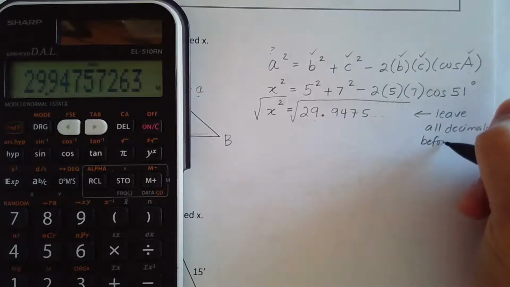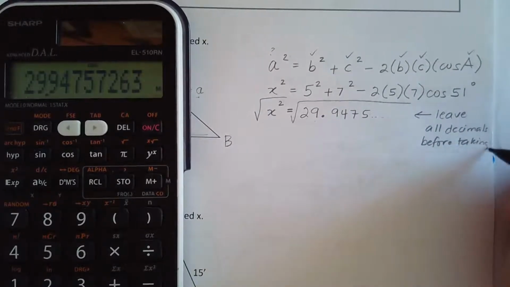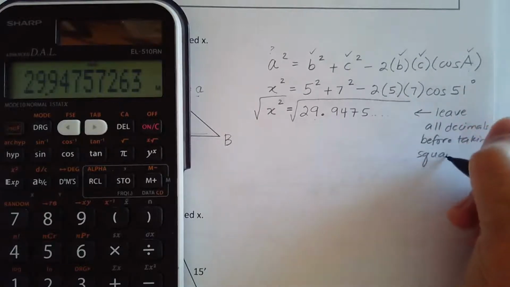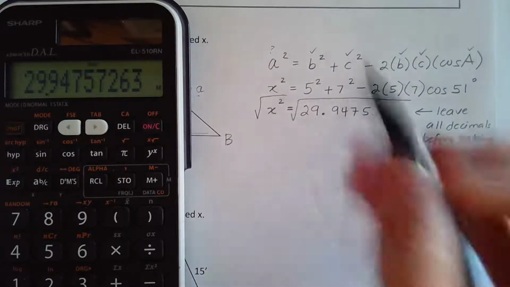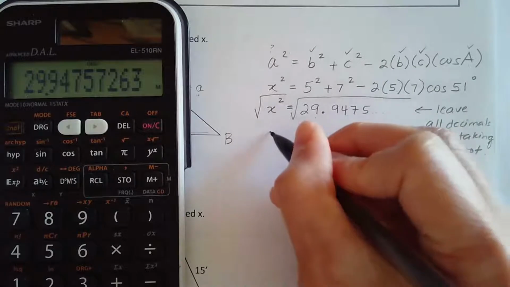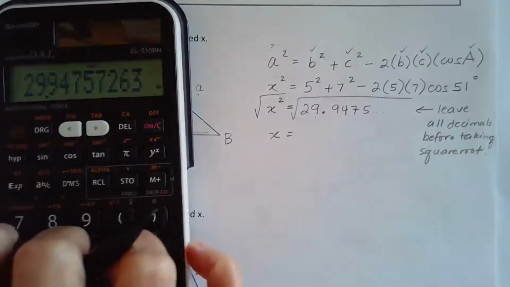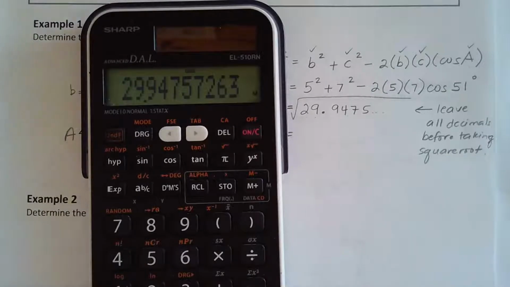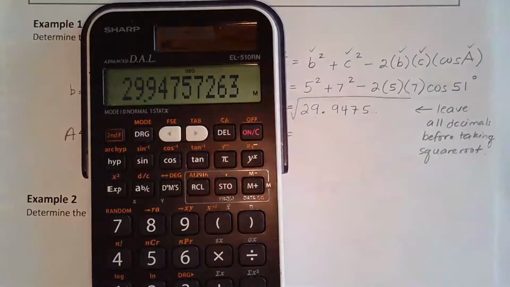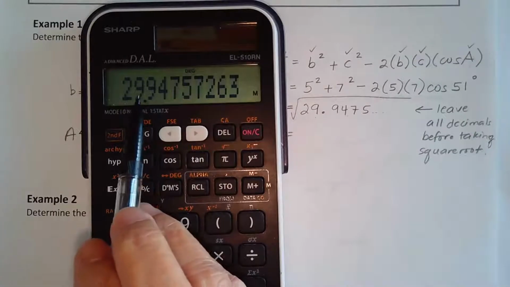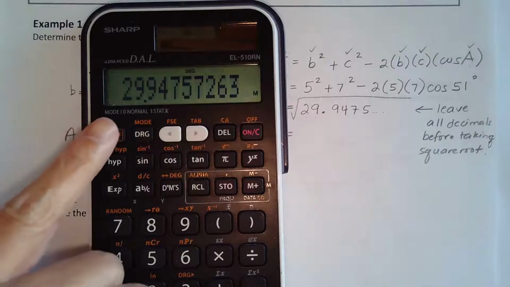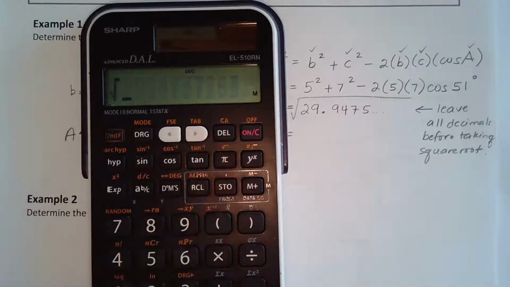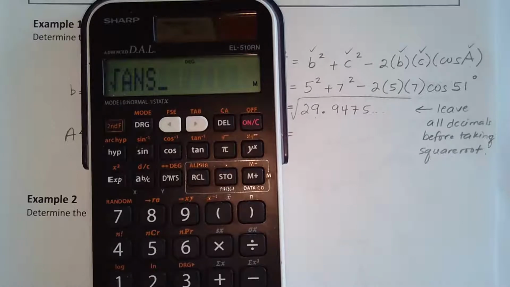Before taking the square root, okay. Once we take the square root of x squared, we're just left with the x. And as you can see, I didn't round off too soon. I kept all of my decimals. Now I'm going to take the square root of the answer. Most of our calculators have an answer key. Press enter.